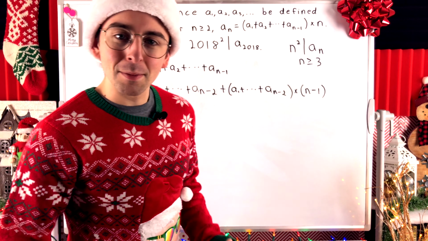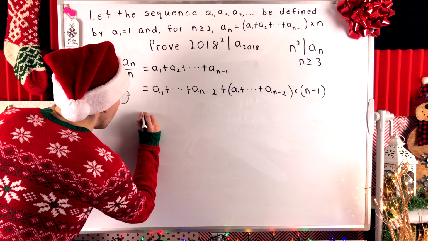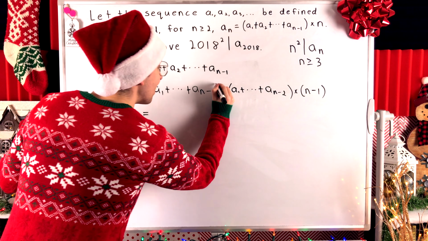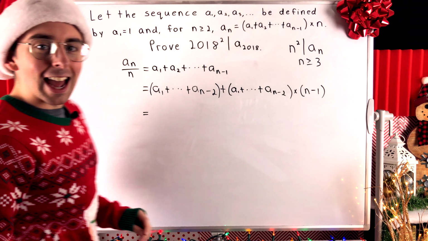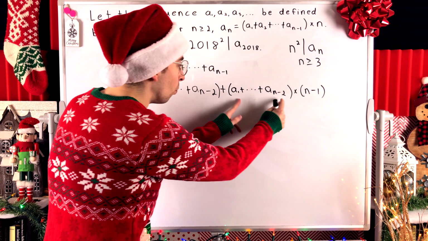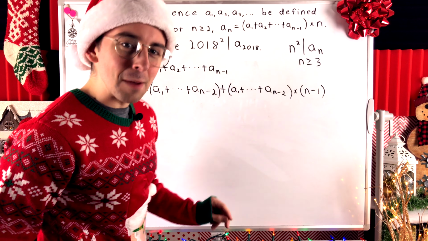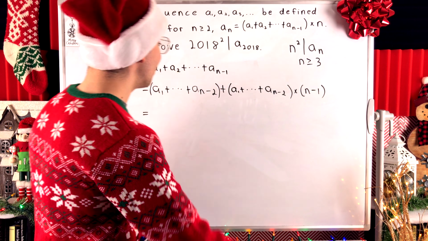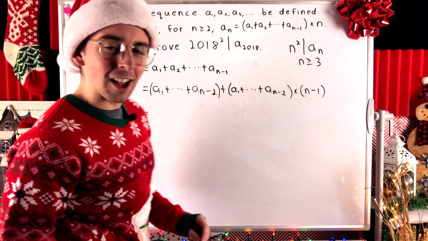Now, perhaps you see something beautiful here. What have we got going on right now? Well, we have a1 plus a2 and so on all the way up to a_(n-2). And then we also have another n minus 1 copies of that same sum. In total, what is that? That's n copies of this sum.